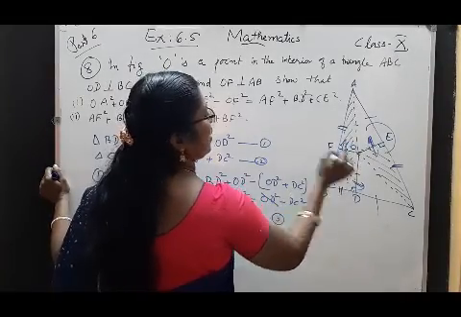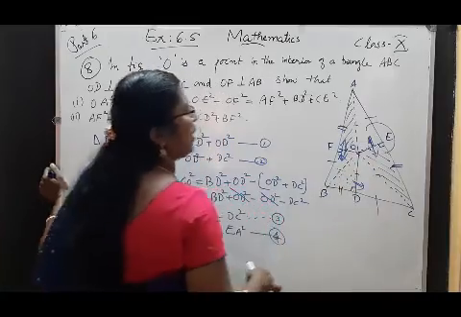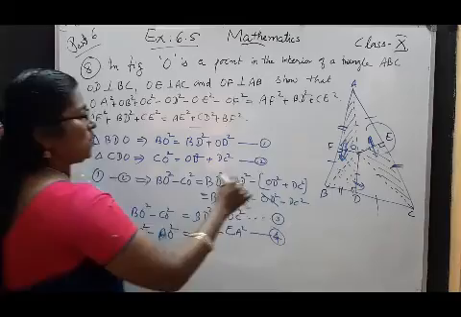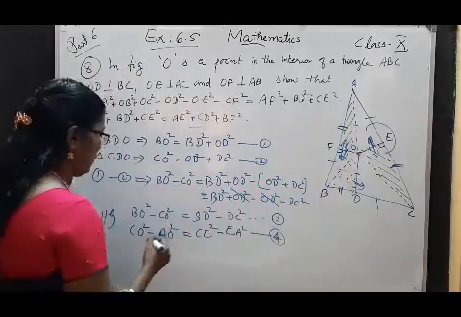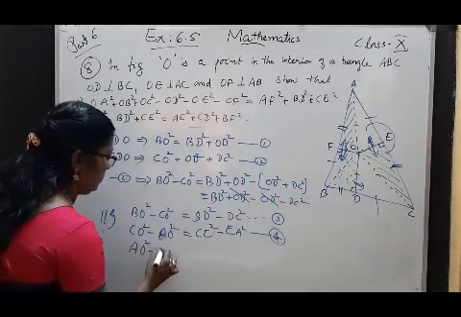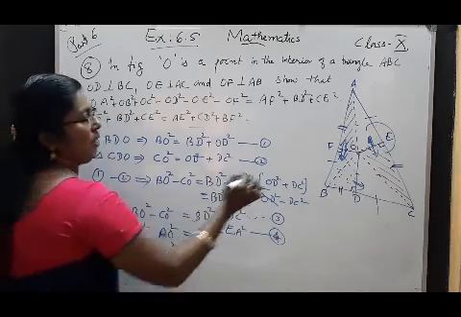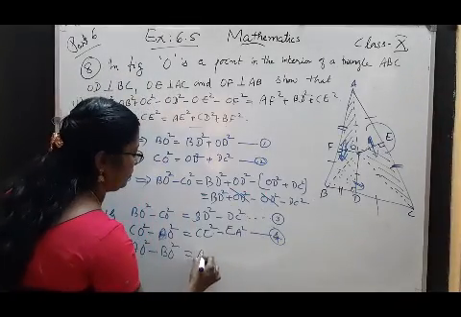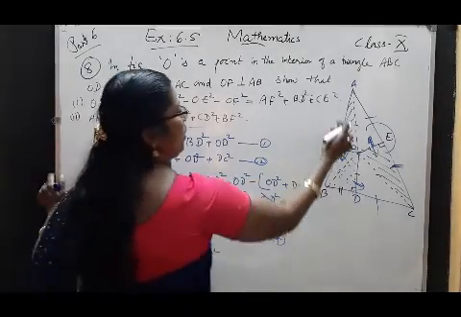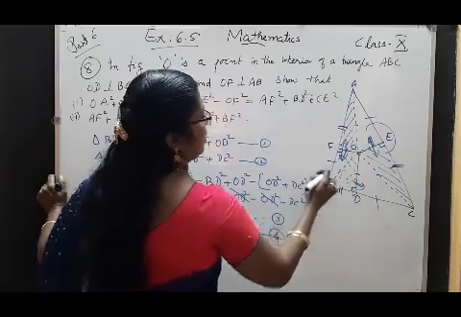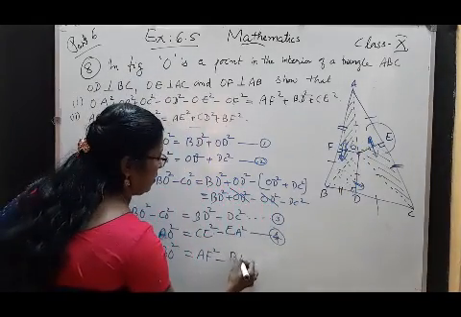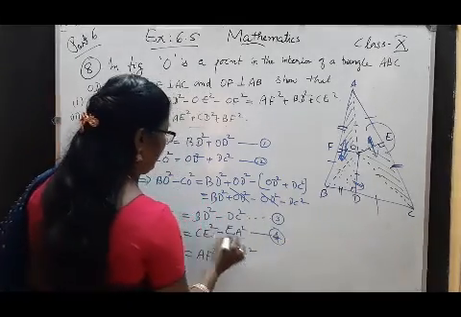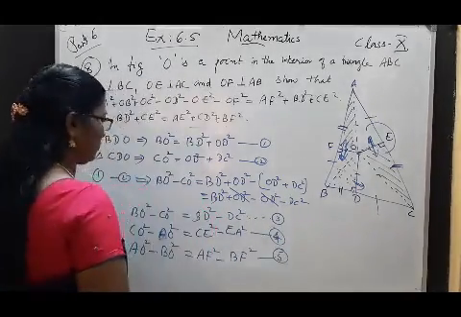Then take the next two triangles, these two triangles, with AO and BO as hypotenuse. So AO square minus BO square equals AF square minus BF square. This is equation number 5.